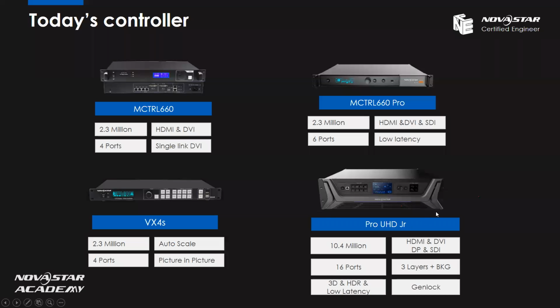So the last big guy is Pro UHD Junior, which is a 4K all-in-one controller. There are 16 ports, and it also combines every new feature of Novastar. It supports 3 layers plus background. It supports HDR, low latency. Actually, everything you can find on Novastar is supported in this Pro UHD Junior.